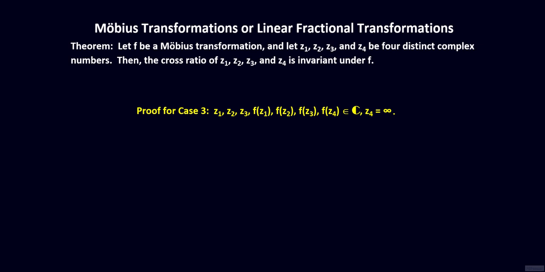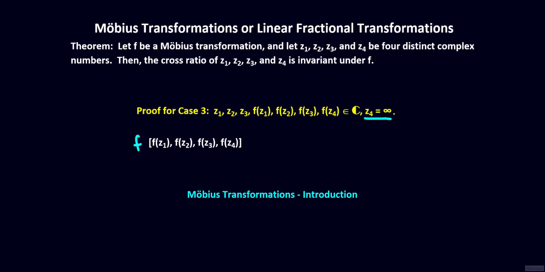Case 3 is really the flip side of case 2. This time, the f of z sub i's are finite, while z sub 4 is the point at infinity. Let's start with the cross ratio of the f of z sub i's. In another video that we had prepared, the title of which is Möbius Transformations Introduction, we had shown that the inverse of a Möbius transformation exists and is also a Möbius transformation. We have also included a link to that video in the description of this video lecture.